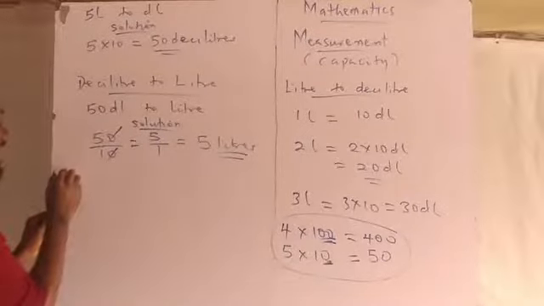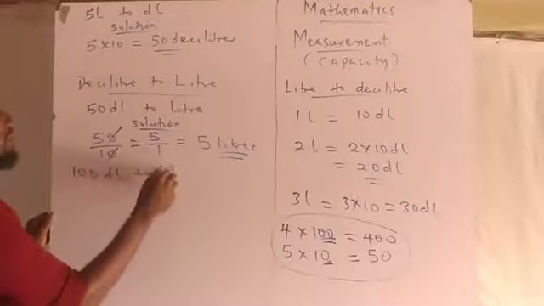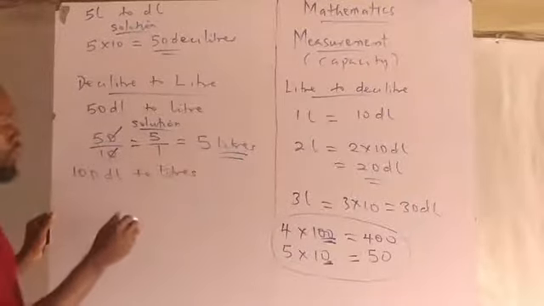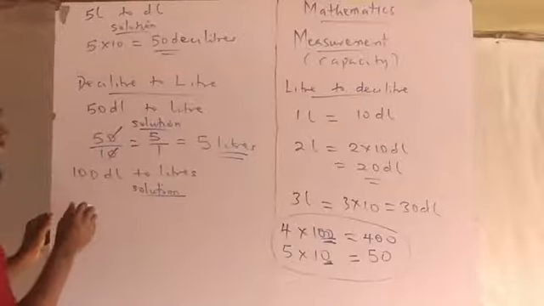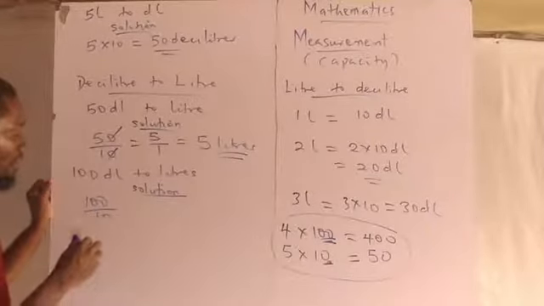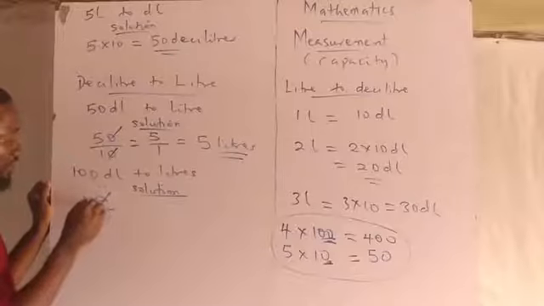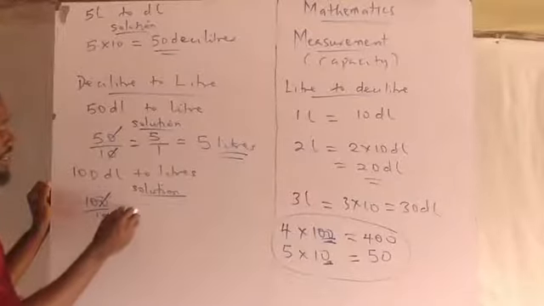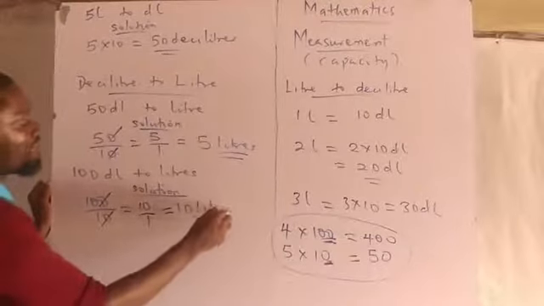If I ask you to change 100 deciliter to liters, what will you do? Divide 100 deciliter by 10. 100 divided by 10. The two numbers end with zeros. Cancel the last zeros. This 0 will cancel this last 0. So you're left with 10 and 1. And your answer is 10 liters.